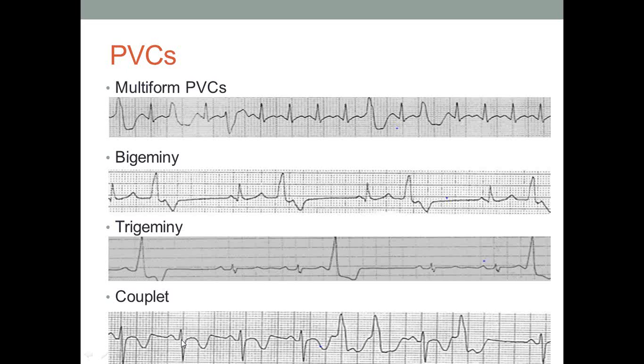Okay? So take your time here, look at each of these strips, and go through each of the steps. Really, really go through each of the steps. It's very important that you do that.